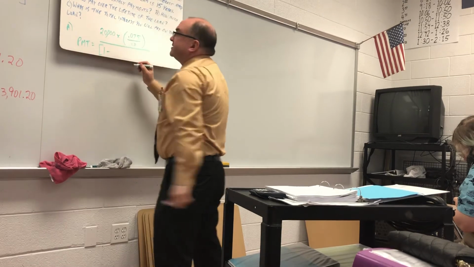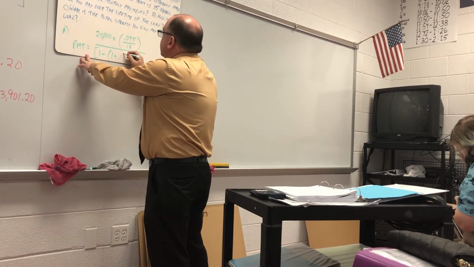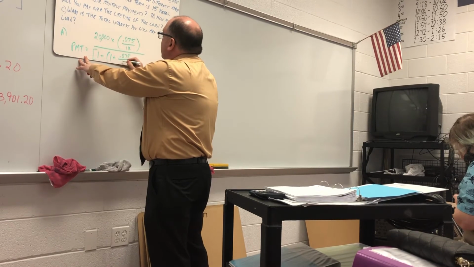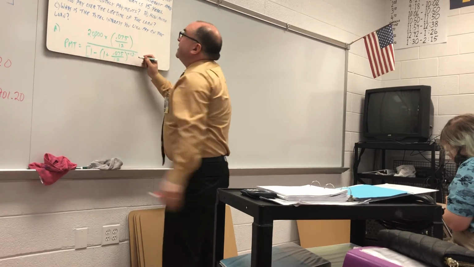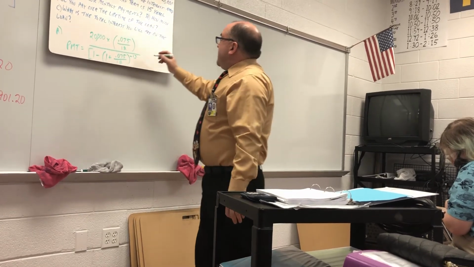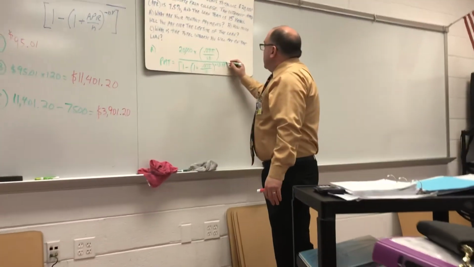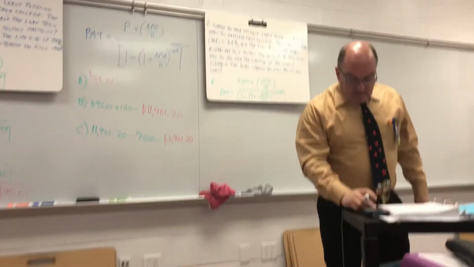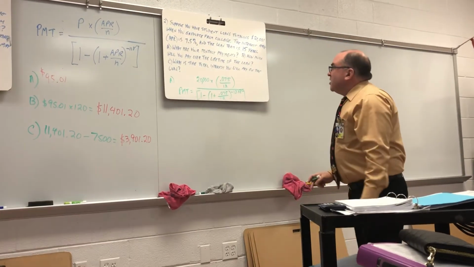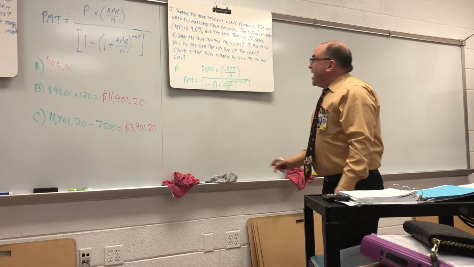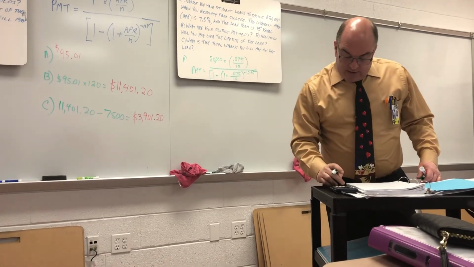1 minus 1 plus the 0.075 over 12 to the negative 12 times 15. Okay, 12 times 15, 180? Yes, 180. Okay? So, all right, I'm going to start by doing 0.075 divided by 12.